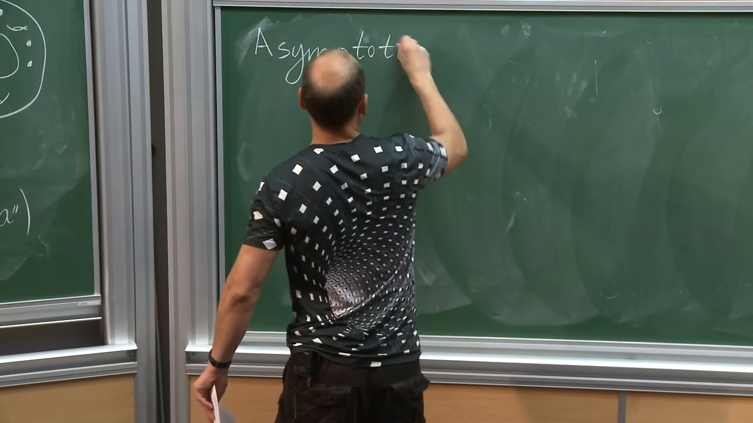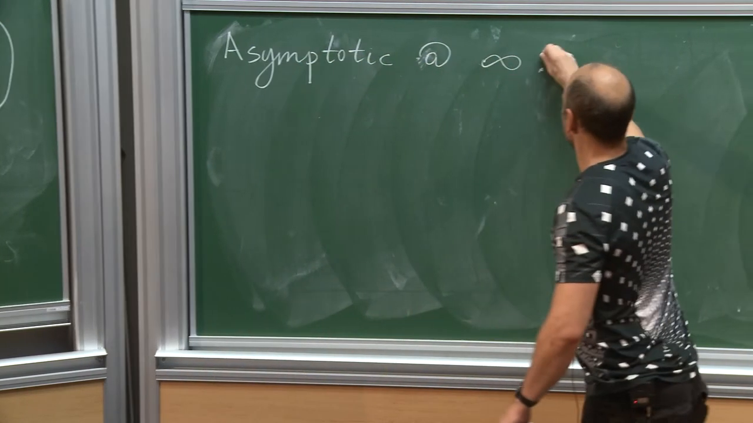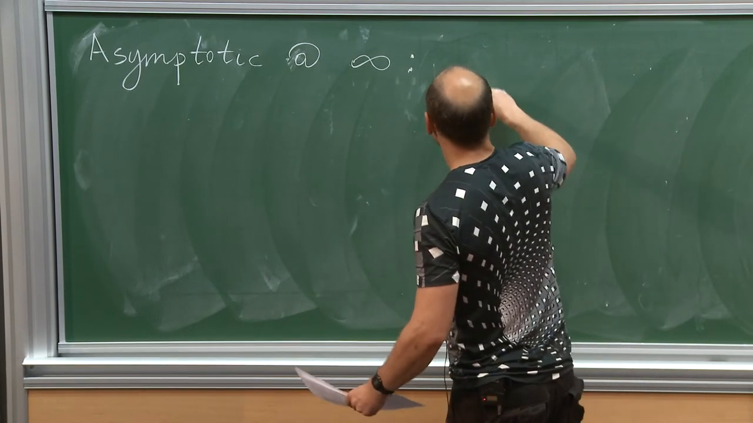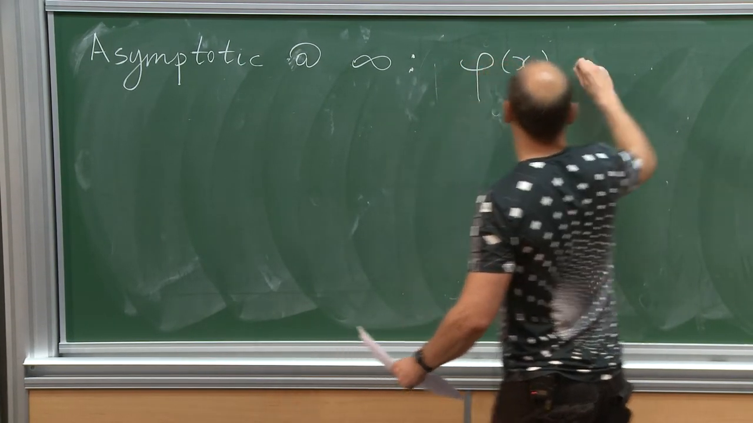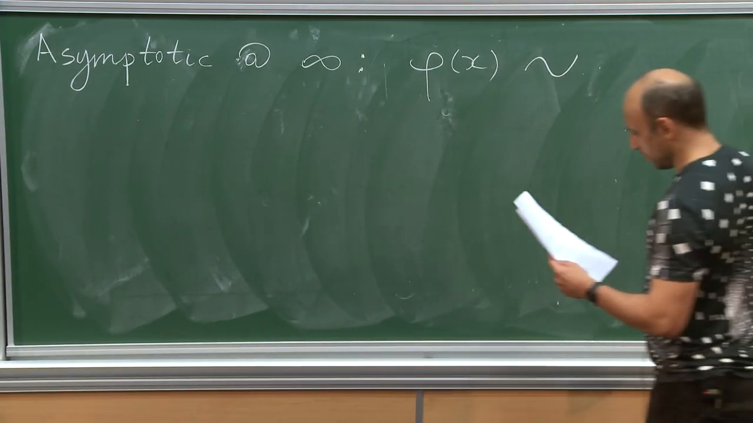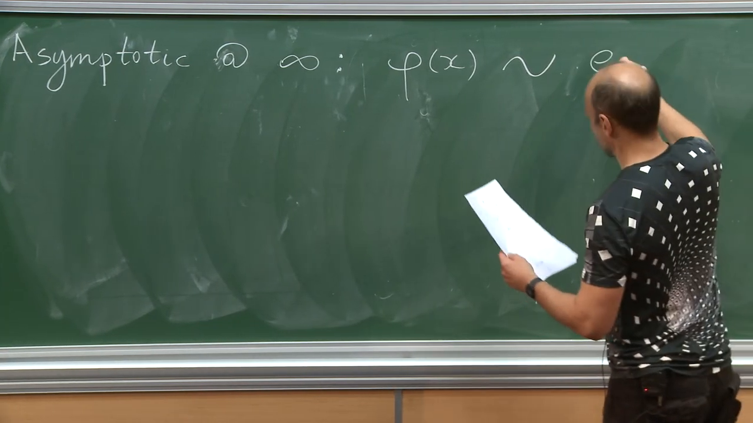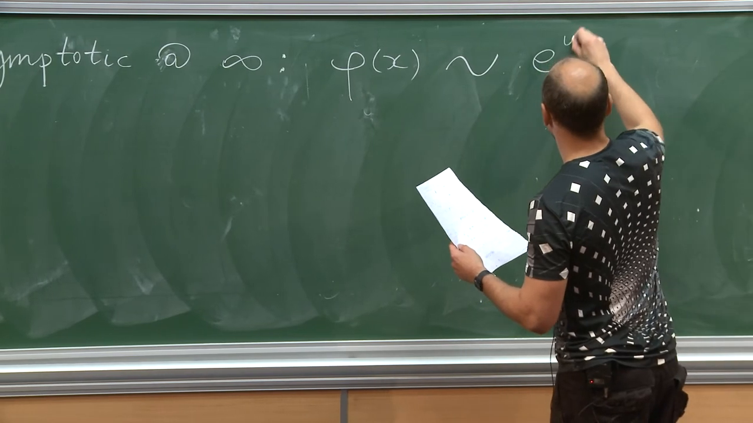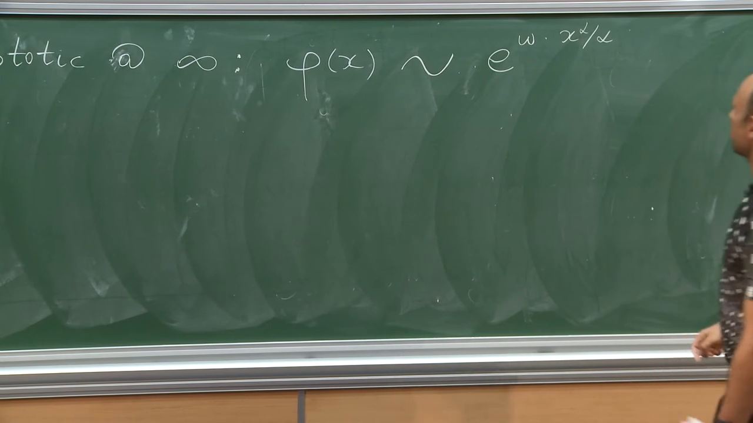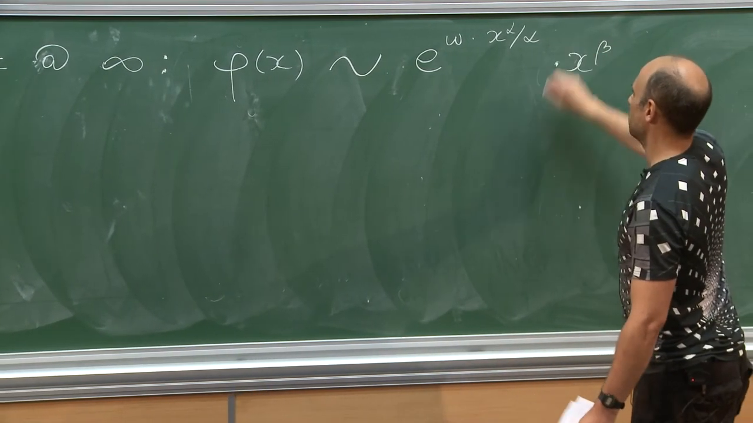First of all, asymptotic at infinity. Okay. Let's try to write the asymptotic in this form, times x to the power beta, let's say.